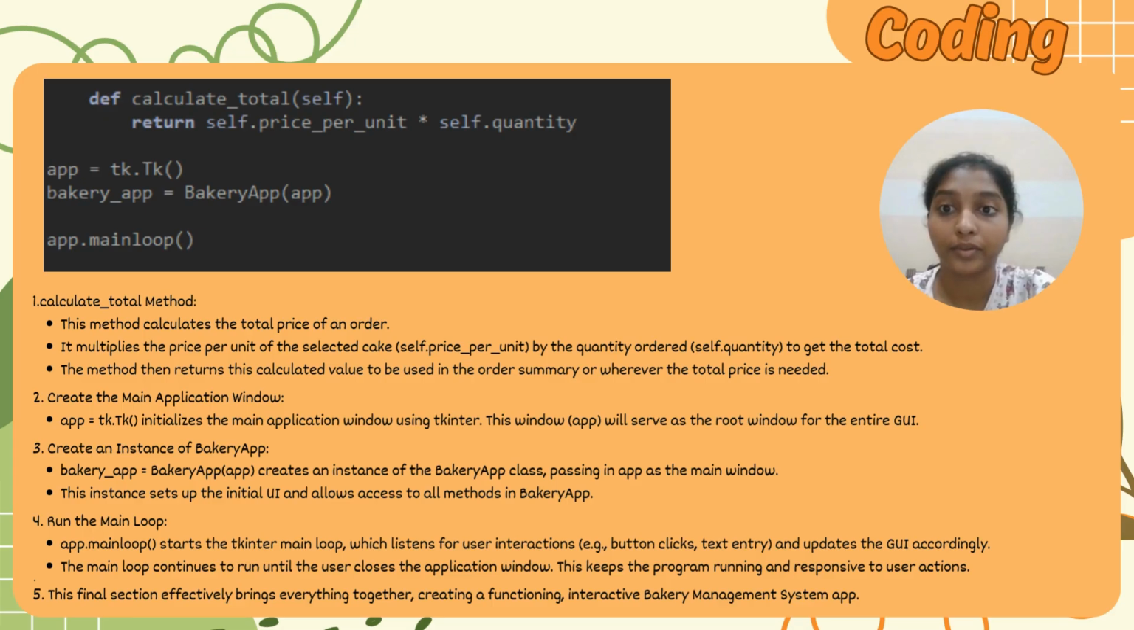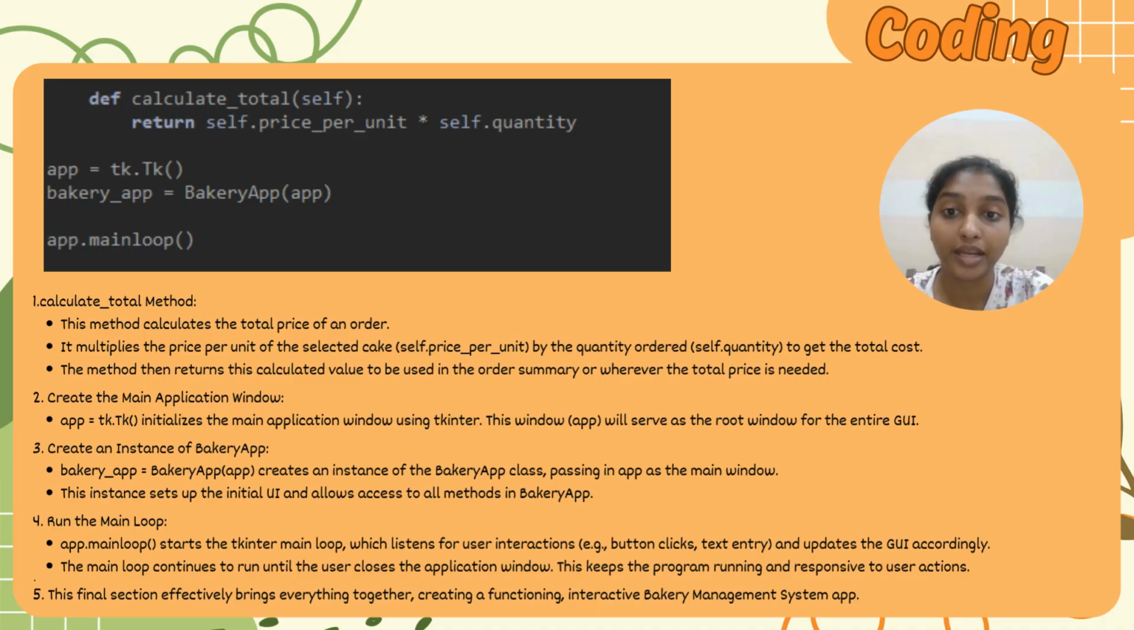I will explain about the calculate_total method, which calculates the total price of an order. It multiplies the price per unit of the selected cake, self.price_per_unit, by the quantity ordered, self.quantity, to get the total cost. The method then returns this calculated value to be used in the order summary or wherever the total price is needed.